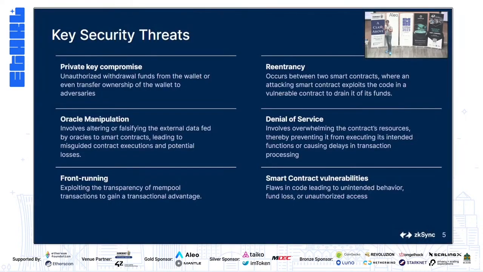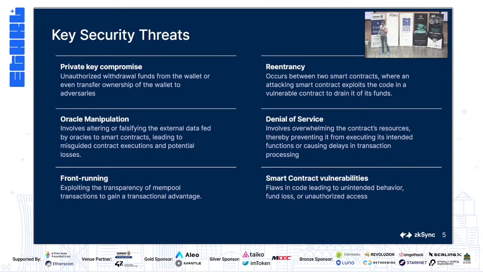So there are many threats related to the blockchain and the smart contract ecosystem. I just remind you about several of them. So first of all, this is the private key compromise. You need to understand that your private key is a master key, and if it's compromised, your funds can be easily withdrawn by the attacker, or even the attacker can take the ownership of your wallet and use it for any malicious activities that he would like to do.